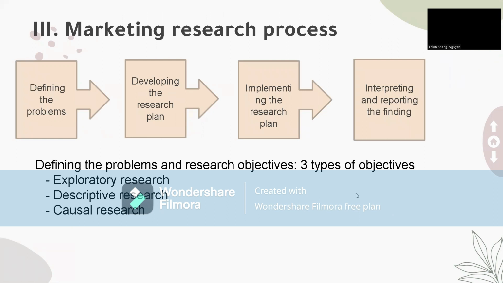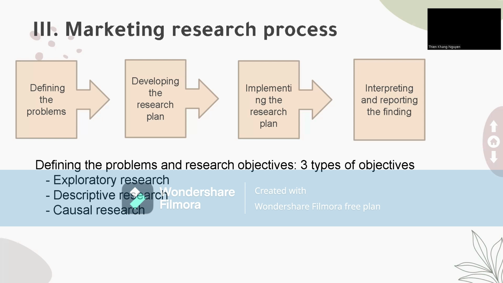So I have come back and will be the next in line with the presentations. The part I will present to you guys will be the marketing research process, which can be listed into 4 different parts. First of all, defining the problems. Second, developing the research plan. Third, implementing the research plan, and last but not least is interpreting and reporting the findings.